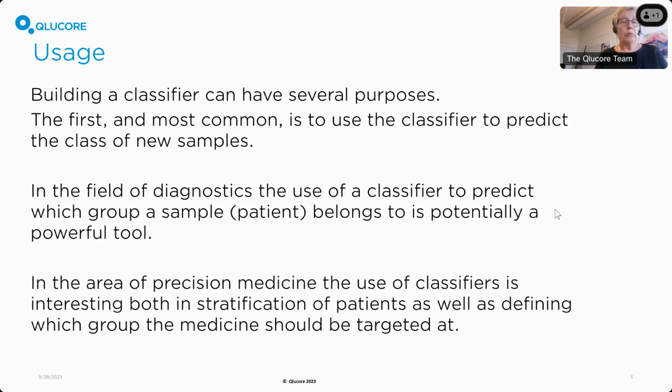And why do we want to build a classifier? We can have several purposes for that. The first and most common is to use the classifier to predict the class of new samples. And in the field of diagnostics, the use of a classifier to predict which group a patient belongs to is potentially a very powerful tool. And also in the area of precision medicine, the use of classifiers is interesting, both in the stratification of patients as well as defining which group the medicine should be targeted at.